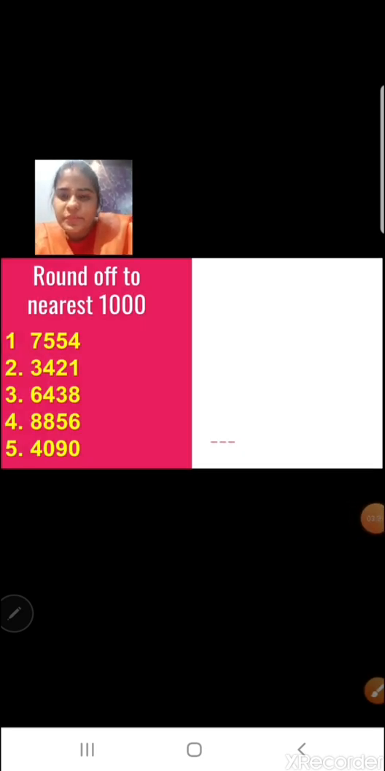Children, 5 sums are given to you. Again, in your notebook, try to write down the answers with the help of all the rules.